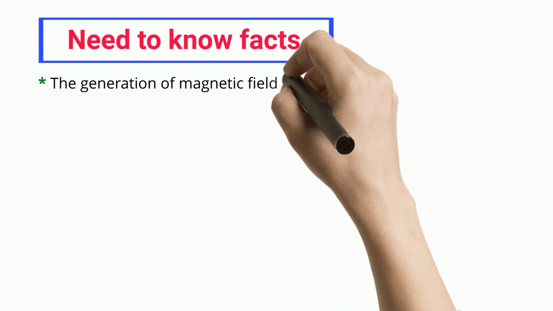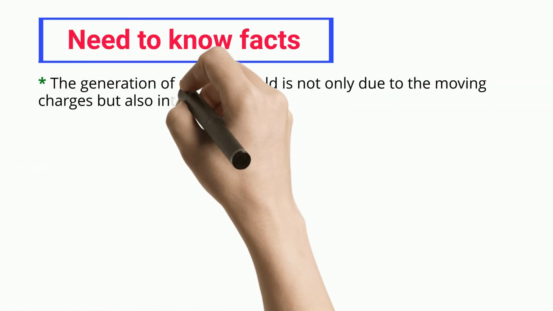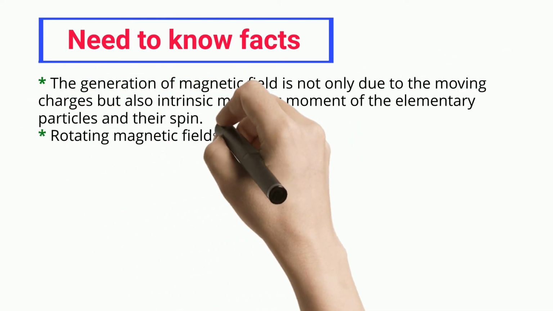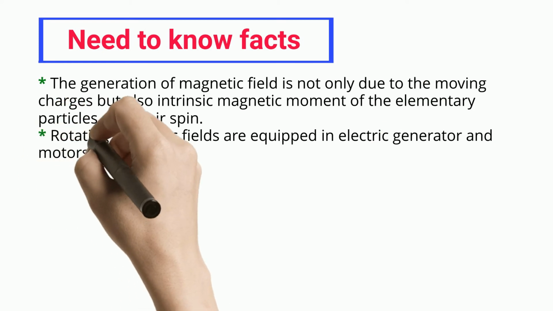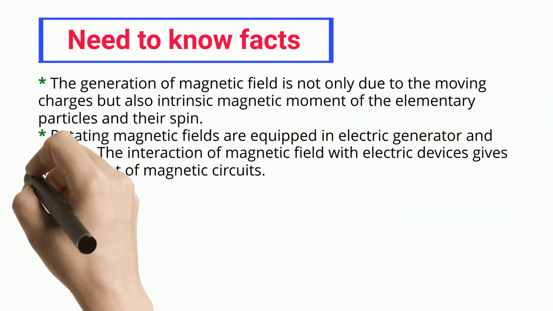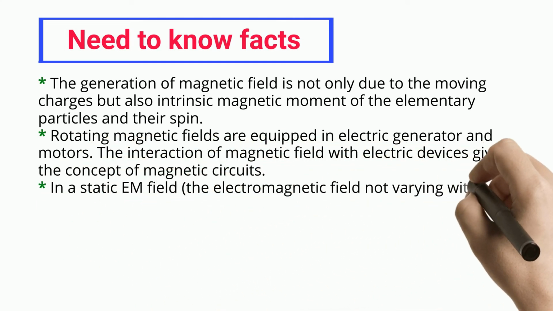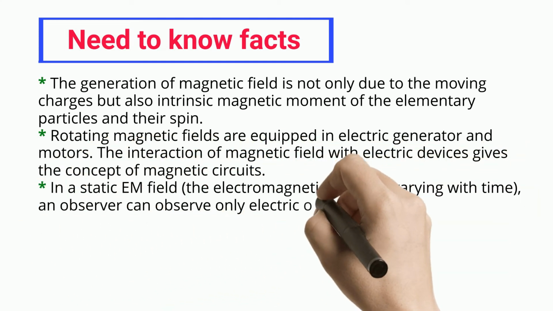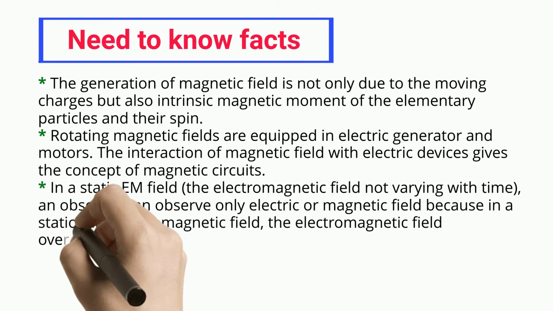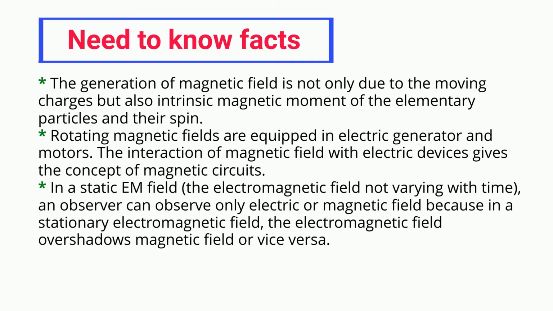The generation of magnetic field is not only due to moving charges but also the intrinsic magnetic moment of elementary particles and their spin. Rotating magnetic fields are used in electric generators and motors. The interaction of magnetic field with electric devices gives the concept of magnetic circuits. In a static EM field, where the electromagnetic field does not vary with time, an observer can observe only an electric or magnetic field, because in a stationary electromagnetic field, the electric field overshadows the magnetic field or vice versa.